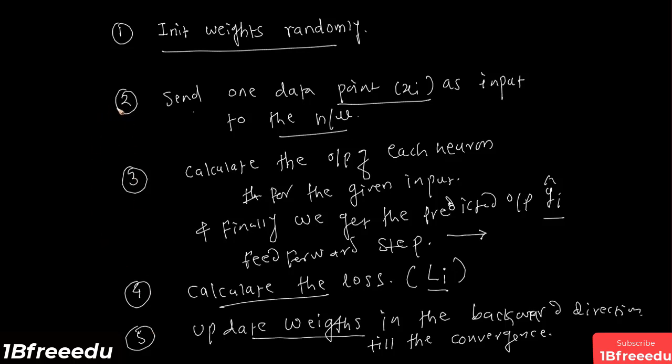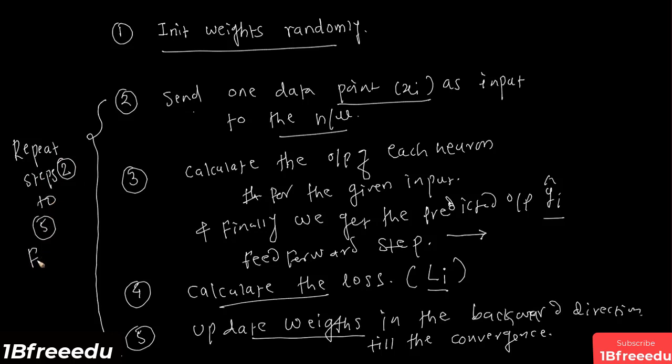Now we did this for input xi, right? So we'll repeat steps 2 to 5 for all the data points. That means we'll repeat these steps for all the xn data points. There are xn data points in our data set, x1 to xn. So we'll repeat these steps for all the data points.